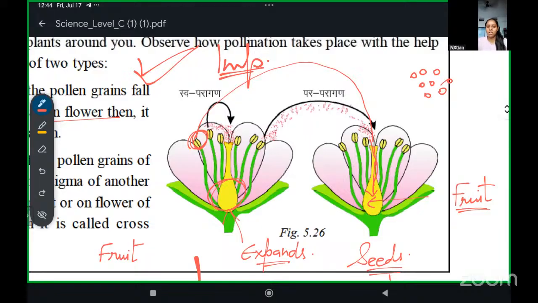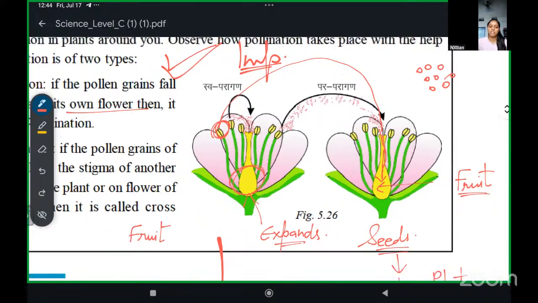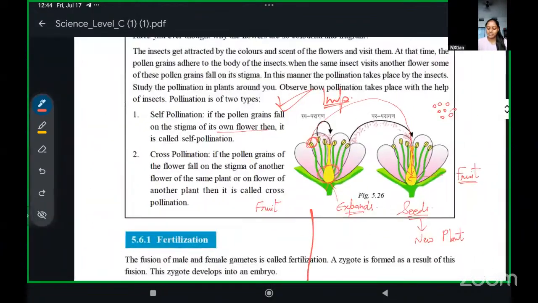This is through sexual reproduction. Getting a plant from the stem or from the leaves is different, that is all asexual reproduction in plants. But sexual reproduction is this: cross-pollination, self-pollination, pollination. This is how new plants are grown.